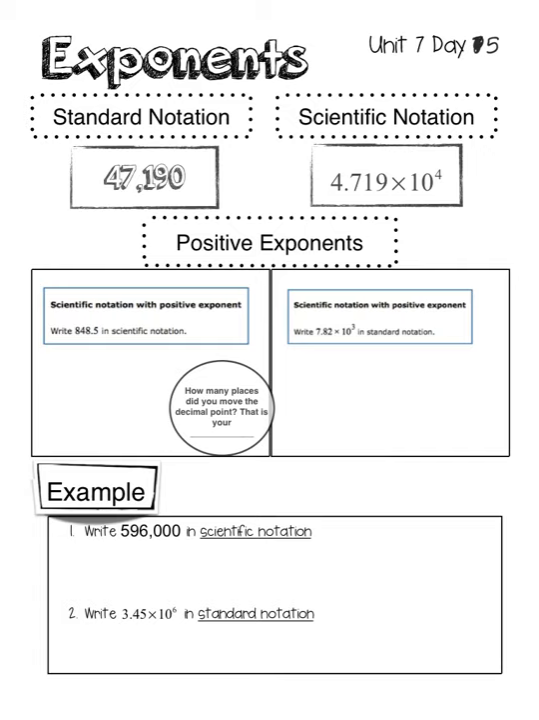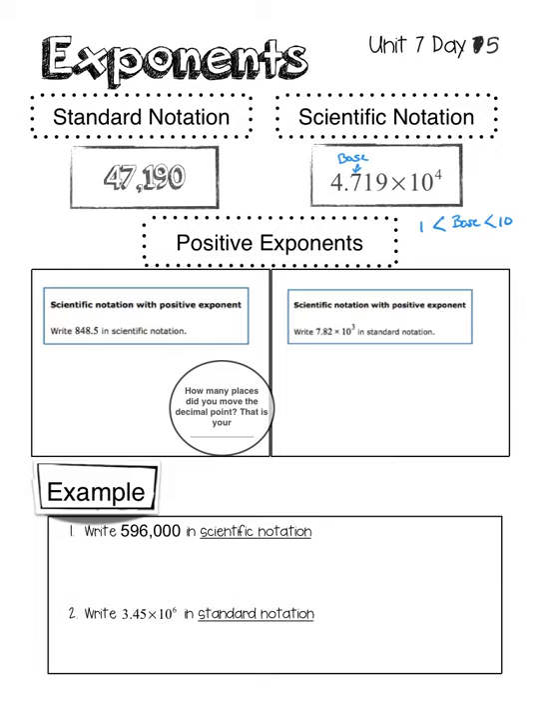So you've got standard notation, how you write numbers all the time, 47,190. But then we have scientific notation, which is 4.719 times 10 to the 4th. And that looks really complicated, but it's actually not. Now, remember we've done bases and exponents before, right? Well, we're going to call this the base right now. Now, the base in scientific notation has to be greater than 1 and less than 10. So it's between 1 and 10.